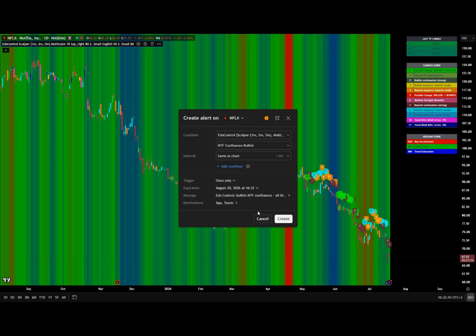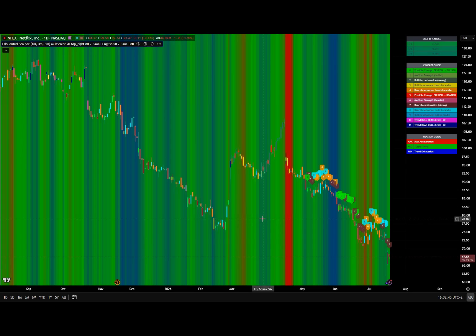Read Edo Control from higher to lower timeframe, the macro context first, then the intermediate frame, then the current candles and heat map, and integrate the 3 into one synthesis.